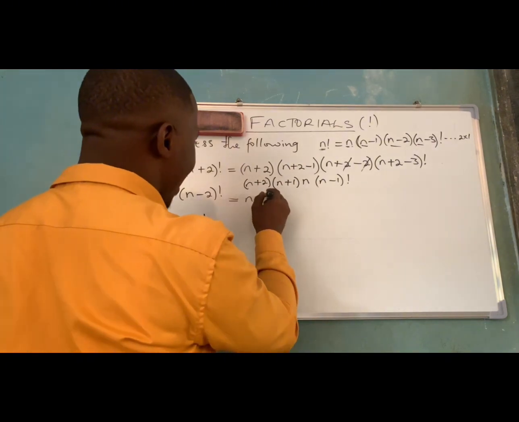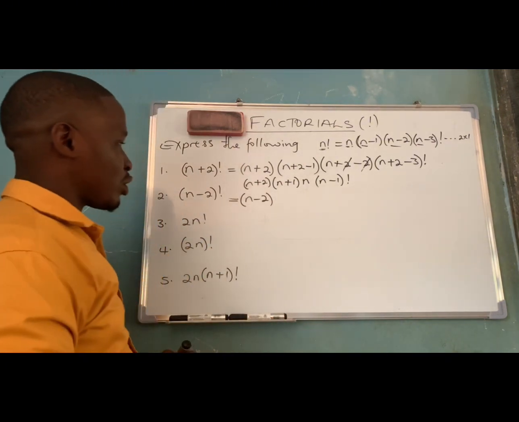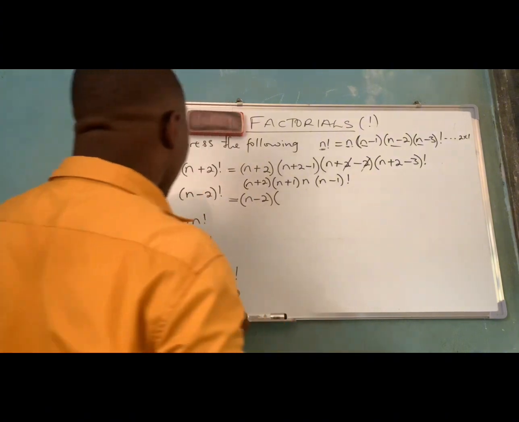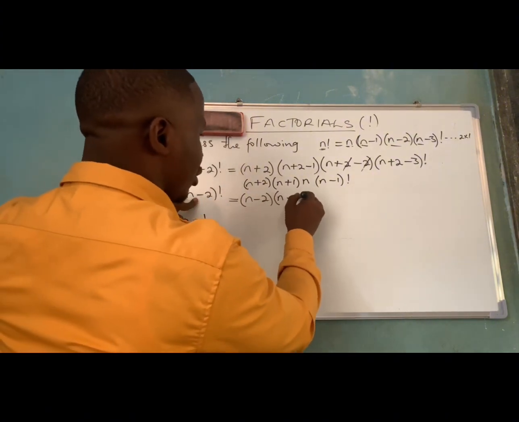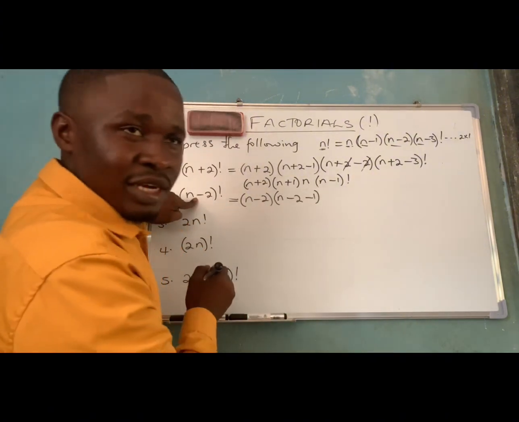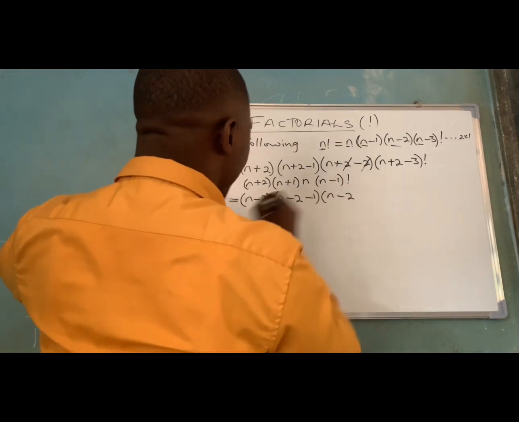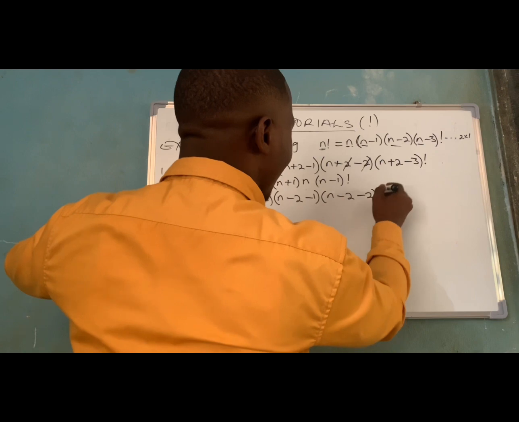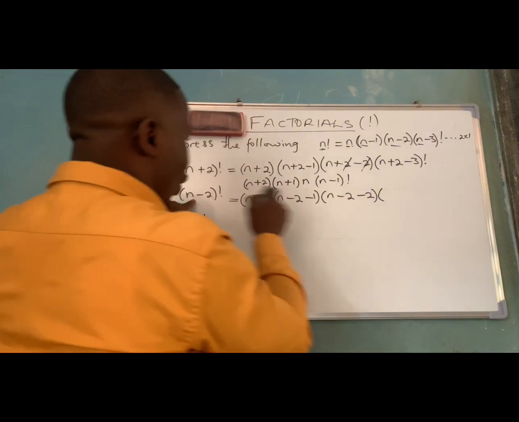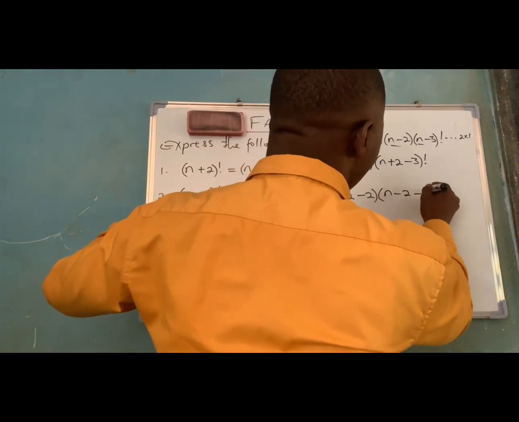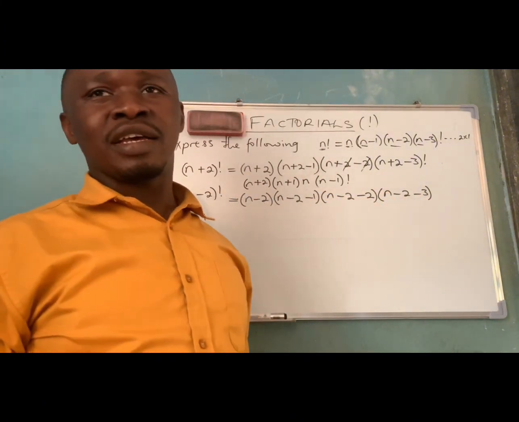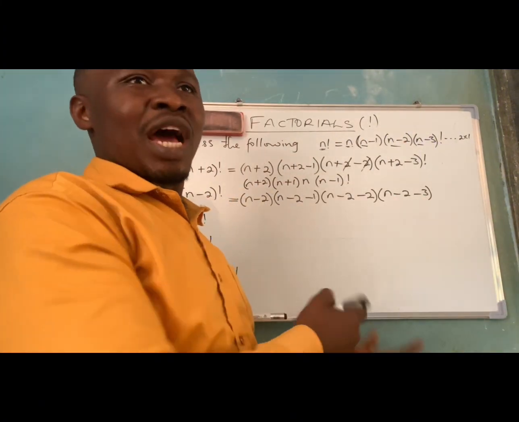N minus 2 factorial. So what you are given is what to start with. That is n minus 2. So in the next bracket, what you are given is n minus 2 minus 1. In the next bracket, what you are given is minus 2. In the next bracket, what you are given is minus 3. We want to stop here. You can continue, you can stop here, no problem.